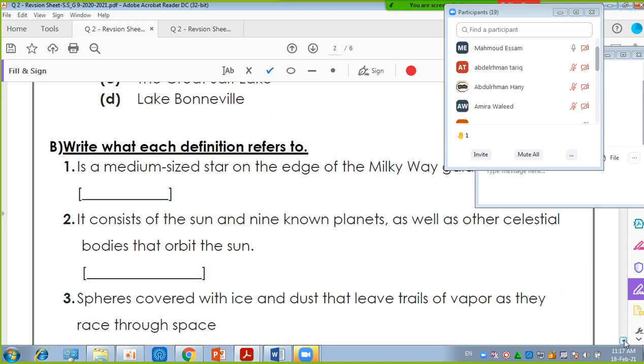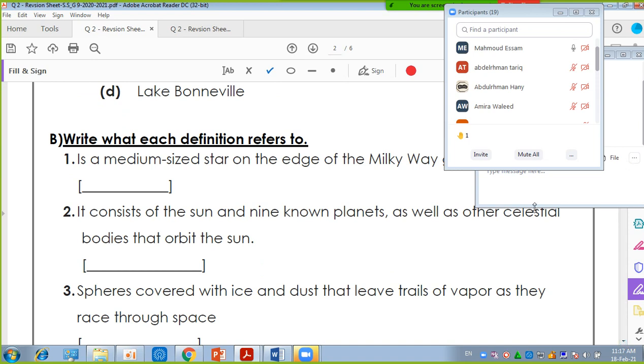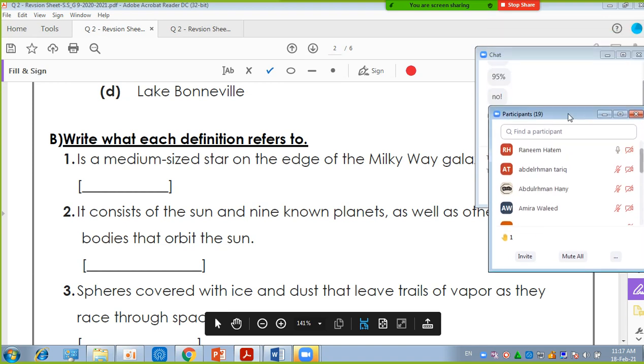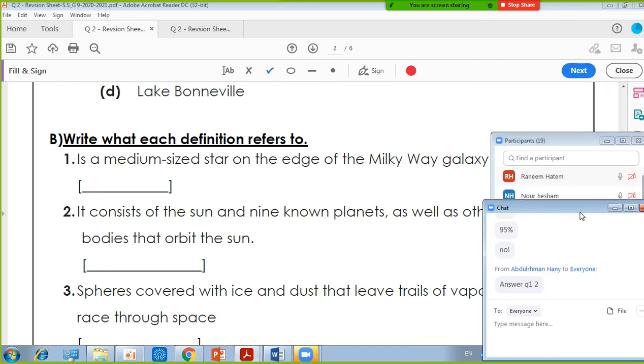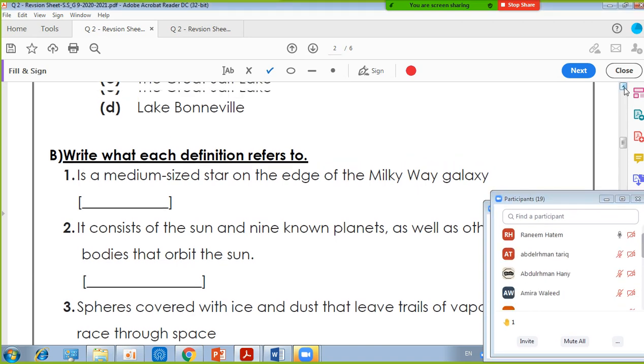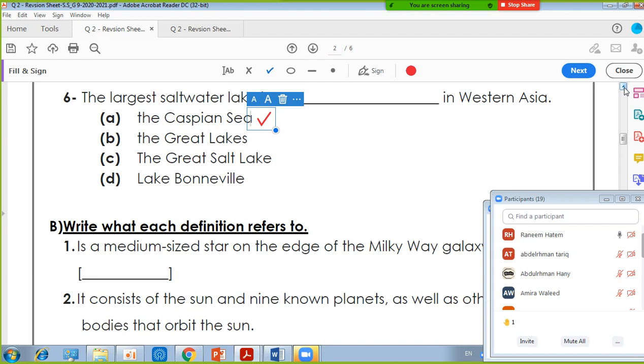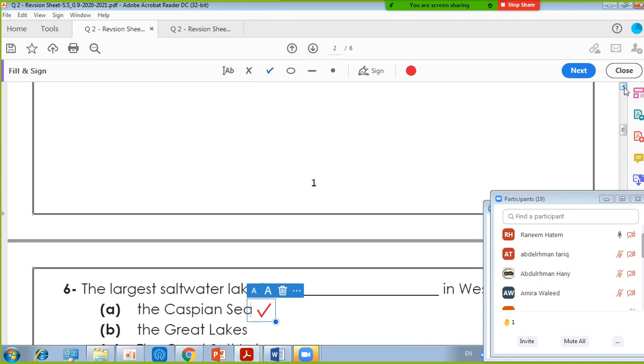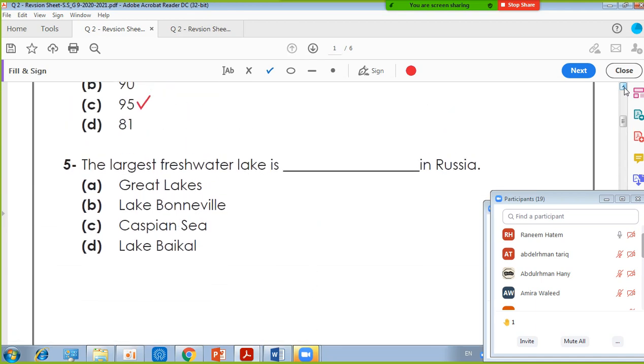Did you answer number 5? Yes, we answered number 5. We said 95%. Here we have the definitions of some words, so you need to put one word. In the revision sheet, question number 5 said the largest freshwater lake. Okay, so we will answer number 6, the largest saltwater lake. It's the Caspian. But here, the largest freshwater lake, what is it, Ranim?